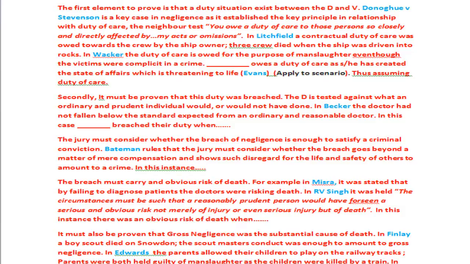For example, in Misra, it was stated that by failing to diagnose the patient, the doctors were risking death. In R v Singh, it was held the circumstances must be such that a reasonably prudent person would have foreseen a serious and obvious risk, not merely of injury or even serious injury, but of death. So that's a good case to go with the risk of death. In this instance, there was an obvious risk of death. Well, then you apply.